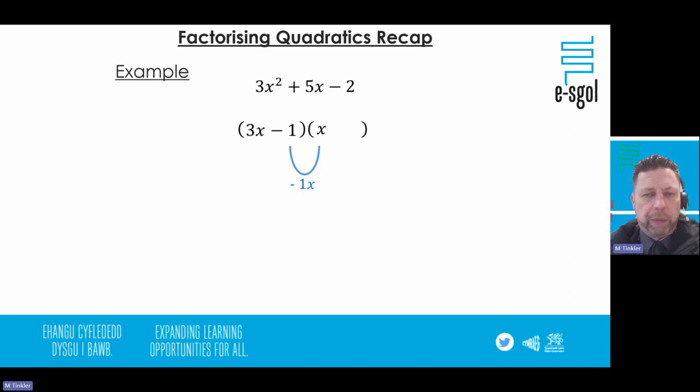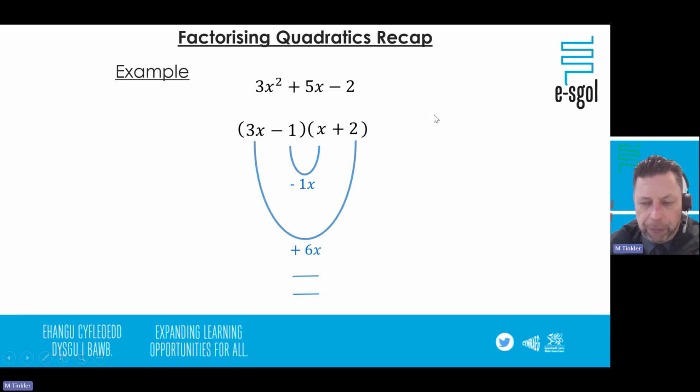Now, if we put -1 in, we get -1x from that smile, which means we'll have a +2 on the other side. -1 times +2 is -2. So from that smile, we get 6x. And in the answer box is 5x. And if you're wondering where the 5x comes from, it comes from this 5x here. If that hadn't given us 5x, I know we would have gone wrong.